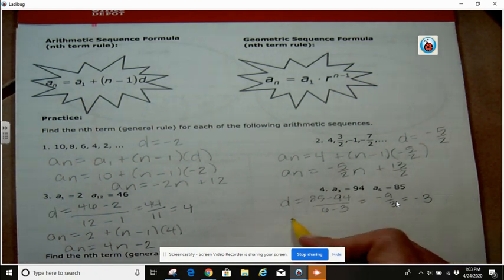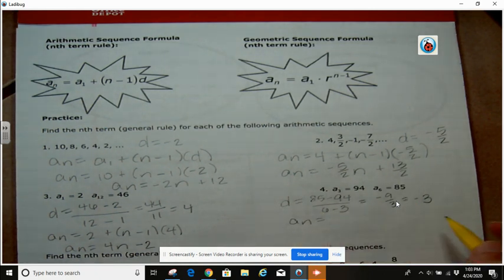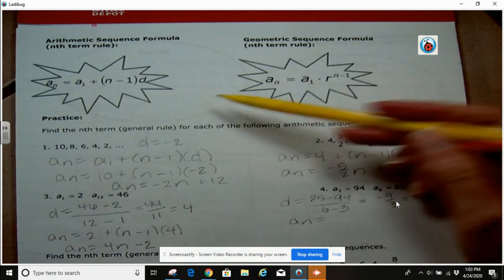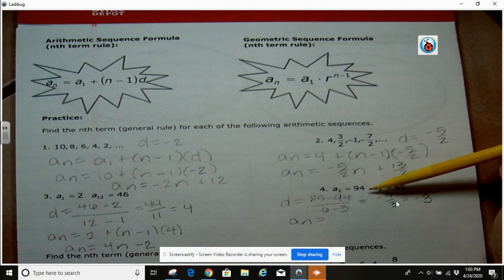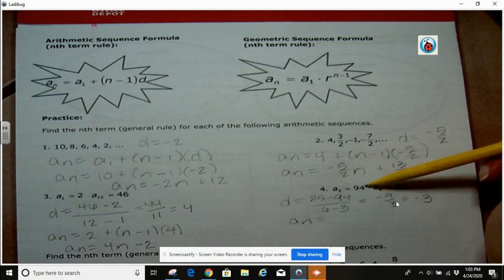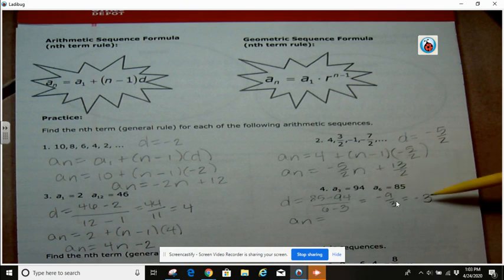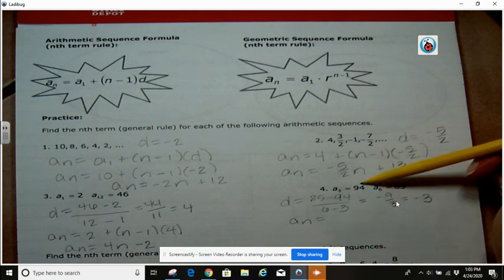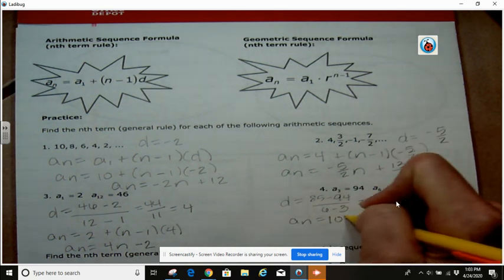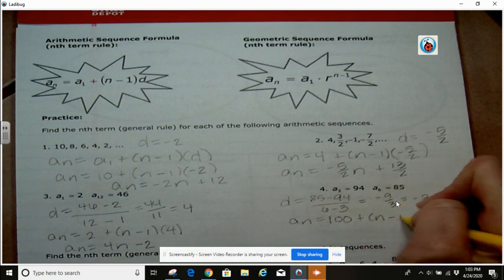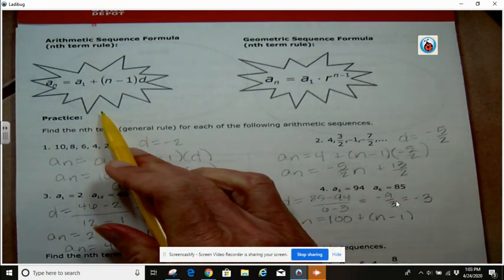We're going to use the formula, and we're going to substitute a sub 1. Well, we need to know what a sub 1 is. So you can figure that out either using the formula or just some quick thinking. If the third term is 94 and you're decreasing by 3 each time, then the second term must be 97 and the first term must be 100. Again, you can also use the formula to find that out.